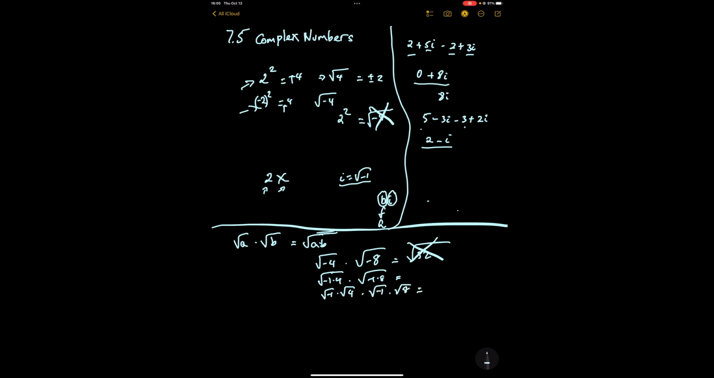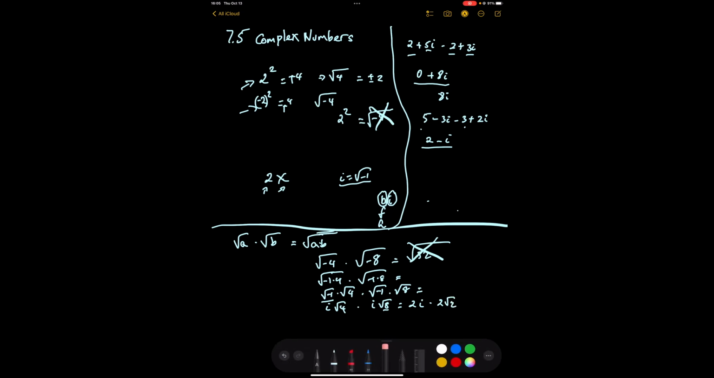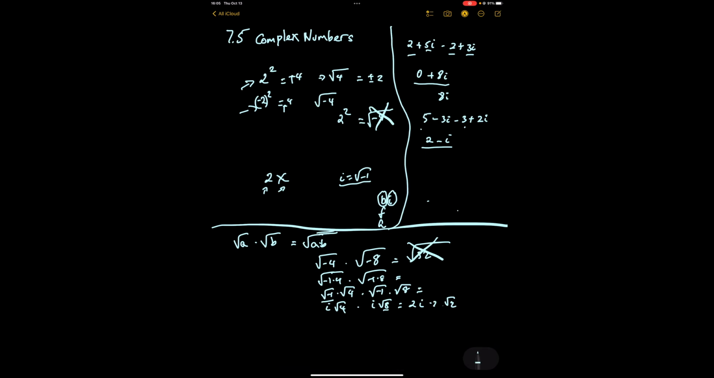Well, this is going to be equal to i square root of 4 times i square root of 8. And we know the square root of 4 is equal to 2. So it will be 2i times the square root of 8. You know that the square root of 8 is equal to 2 square root of 2. So that would be equal to basically 2i times 2 square root of 2. So that's how you would actually multiply them.